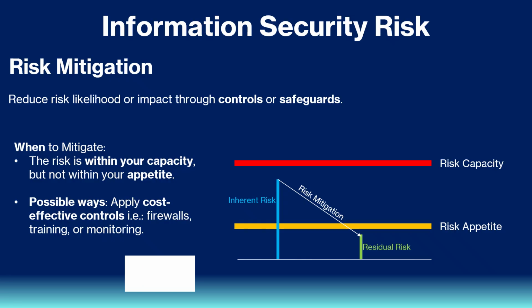Organizations mitigate risks by applying safeguards or controls that reduce the likelihood or impact of those risks. Now, the main goal of risk mitigation is to bring the risk level below the organization's risk appetite. That's basically the amount of risk the organization is comfortable with. In this scenario, the risk is already below risk capacity, which is the maximum level of risk that a company can handle. Because if the risk ever crosses that limit, it could cause severe damage or even break the organization completely.